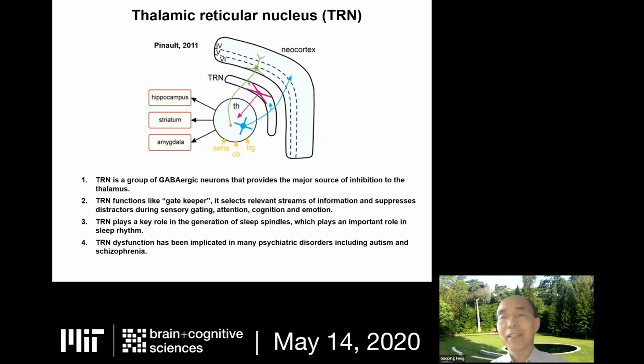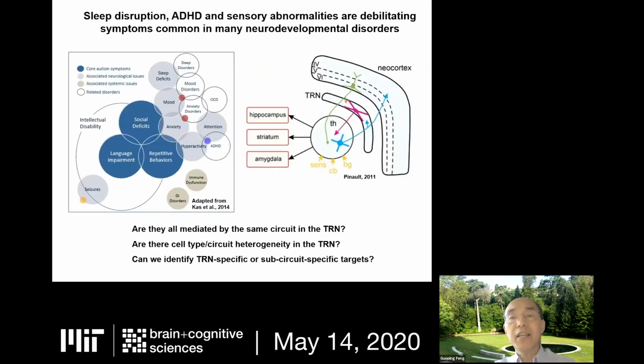TRN also plays a very important role in generating sleep signals, so it plays an important role in regulating sleep. Also importantly, TRN dysfunction has been implicated in many psychiatric disorders, including autism and schizophrenia. This type of TRN dysfunction contributing to neurodevelopmental disorders also led us to think about how the TRN, such a uniform group of inhibitory neurons, controls such diverse functions.